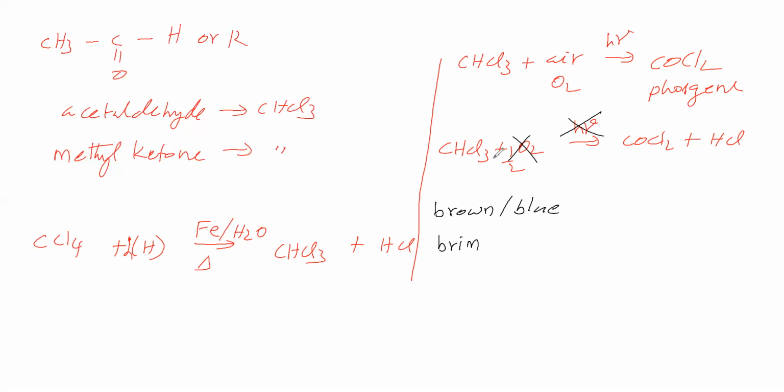Therefore, the presence of air is prevented to the most extent. Even then, some air will be there. That means, though we have taken these precautions, some amount of chloroform will convert into phosgene. That means a poisonous substance is being produced.